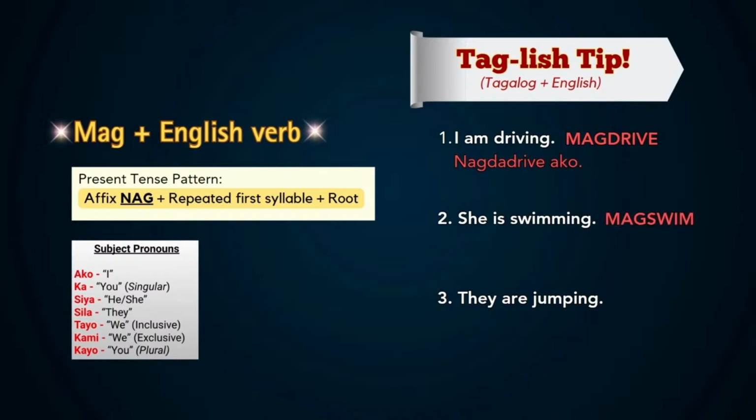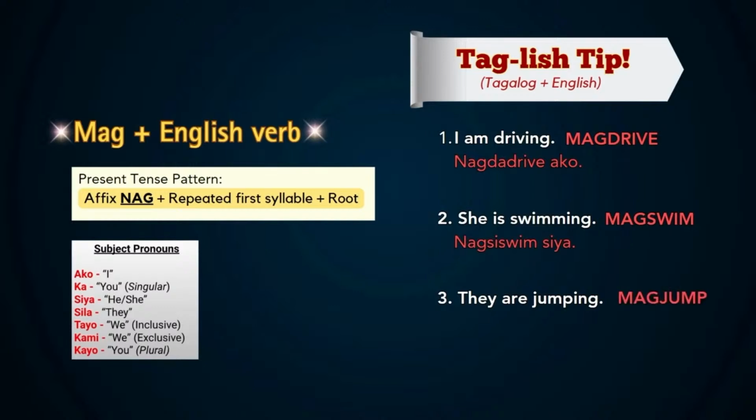Next, she is swimming. What if I told you to use the verb mag-swim? How would you say that in Taglish? In Taglish, you could say, nagsiswim siya. So the affix is nag, then there's the repeated first syllable, and then the root. Nagsiswim siya. Lastly, they are jumping.